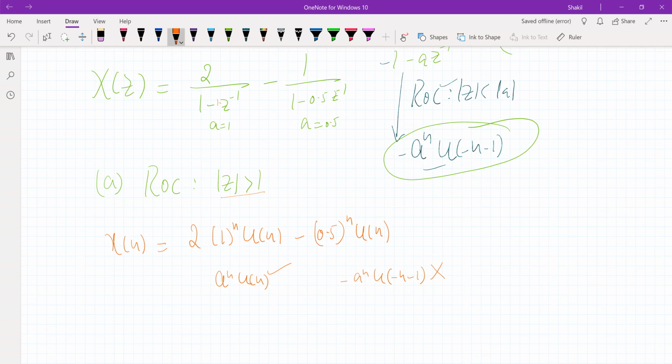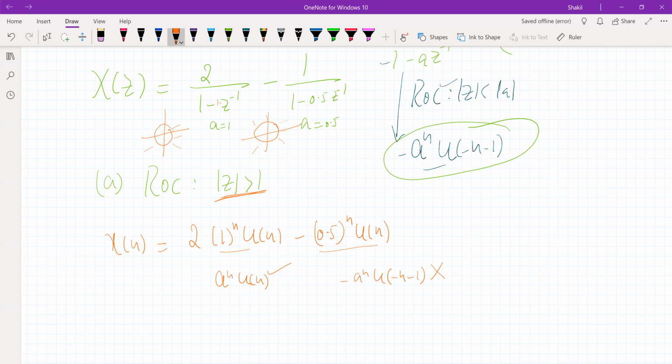Now you can see the region of convergence is greater than 1. So the region of convergence for this case should be outside the circle. The region of convergence of this is greater than 0.5 based on this. So 0.5, but outside this 0.5.